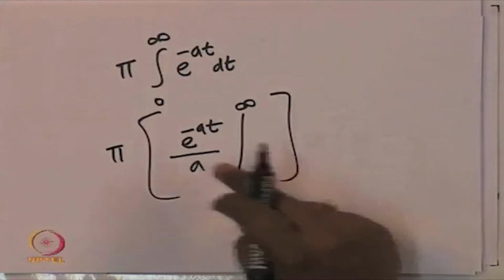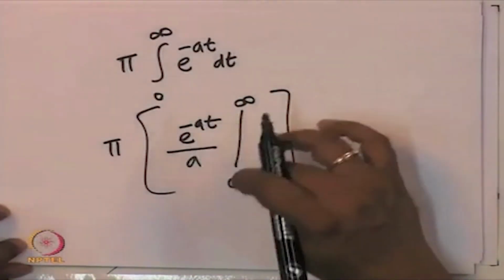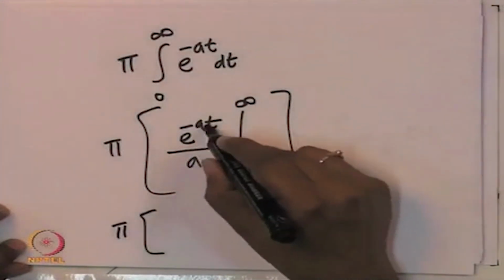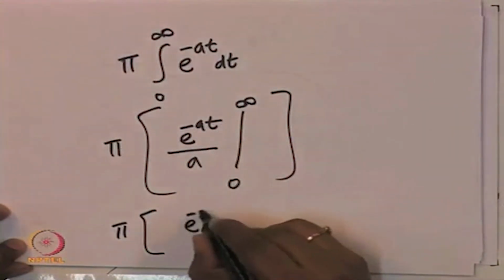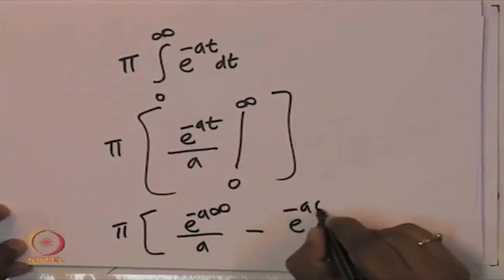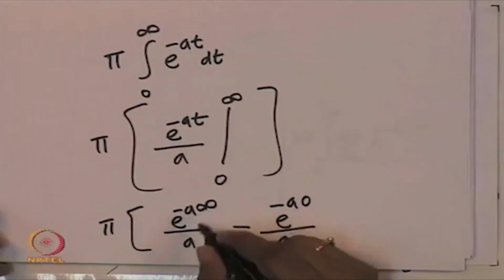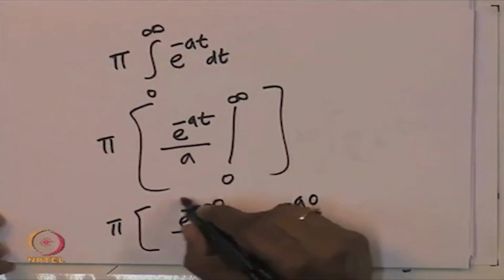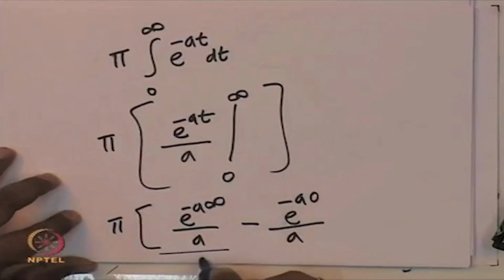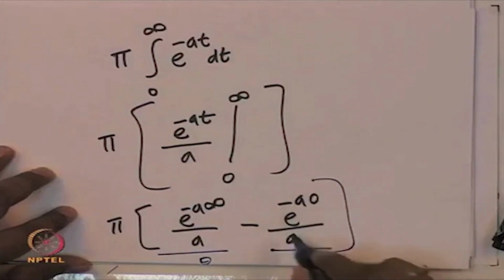Now, if we apply the limits to this, which is e power minus a t, what you get is pi into e power minus a into infinity, divided by a, minus e power minus a into 0 by a. So, e power minus infinity anything is 0, so this term is 0. This part is basically 0, and what you have is just this part. So, e power 0 is 1.